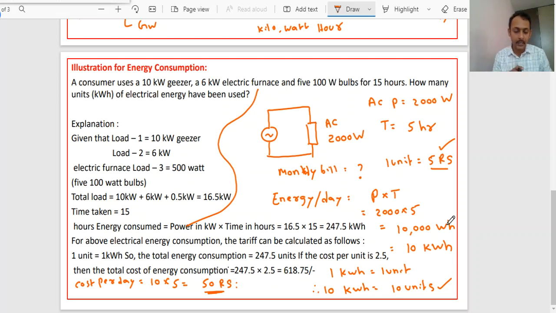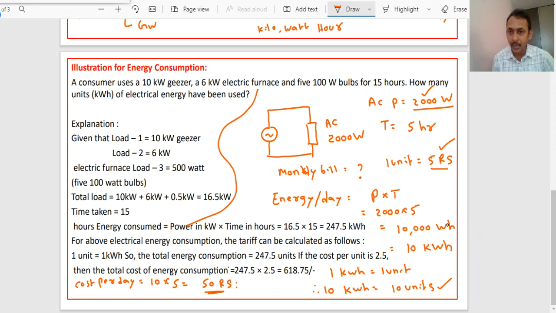Just for the AC, air conditioner, which will draw some 2000 watts of power, this is the power rating. Whether you use it for half an hour or 1 hour or 2 hours, its power rating will be the same. The power rating will not change. Once you switch on the AC, even for 5 minutes, the power rating will be the same. But what will be different? Energy will be different.